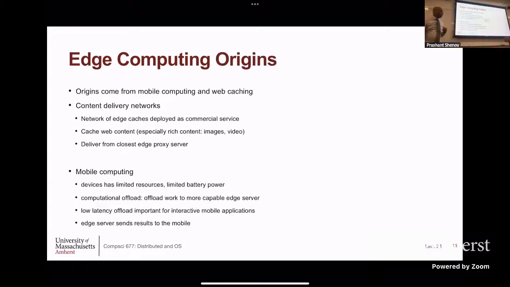So a little bit of history before we start talking about details. This whole area actually arose from two different domains. There were two things happening in the late 90s, early 2000s, both of which gave rise to what is called edge computing today. The first is content delivery networks, and the second is mobile computing. Let me give you a little history about both, then we'll talk about the details. Content delivery networks are essentially commercial services or companies that are in the business of providing caching as a service.